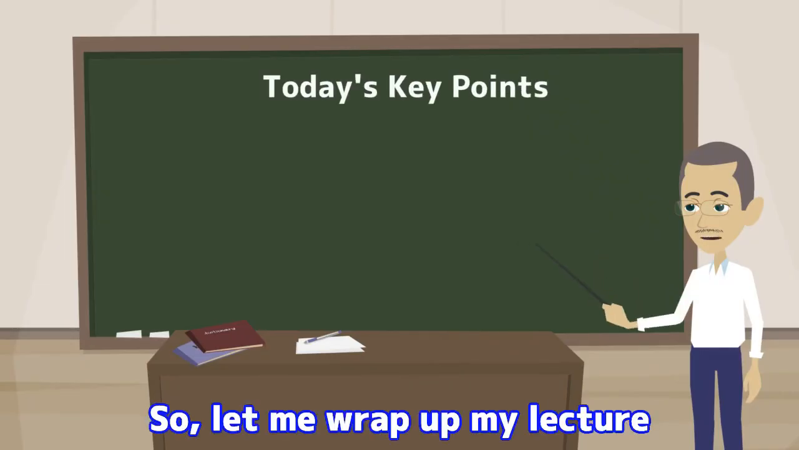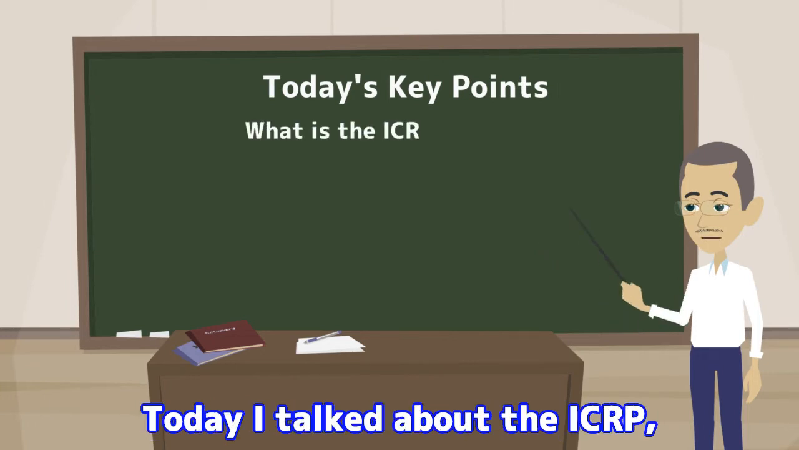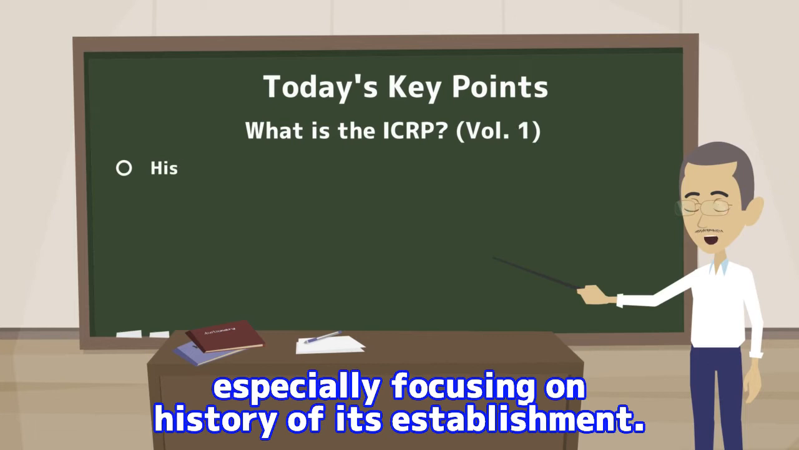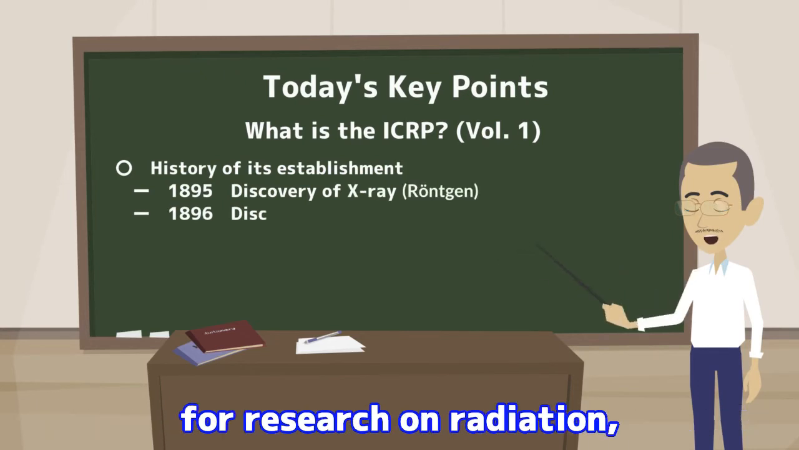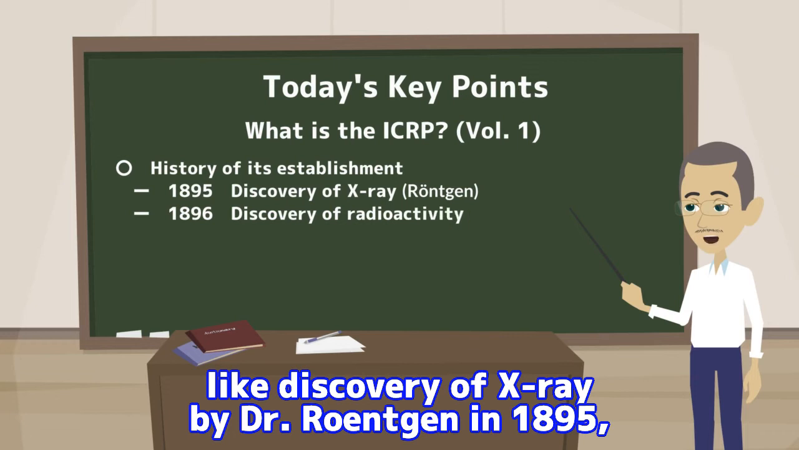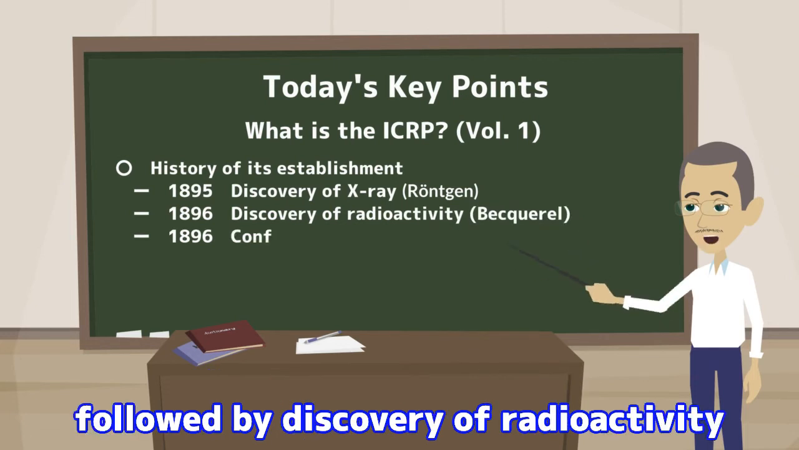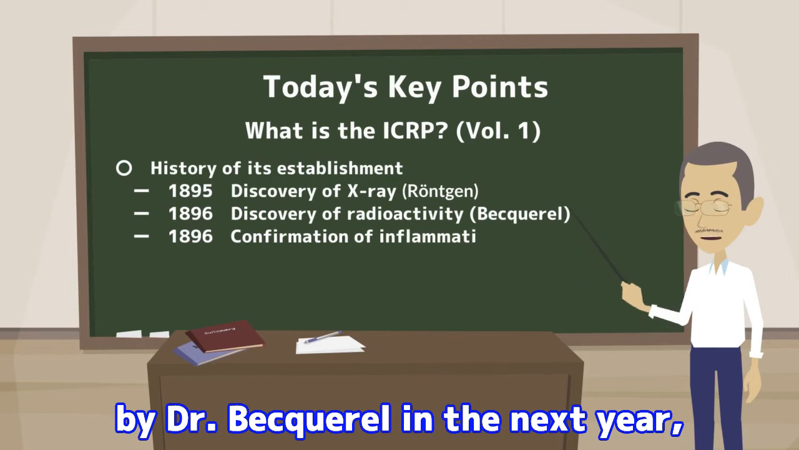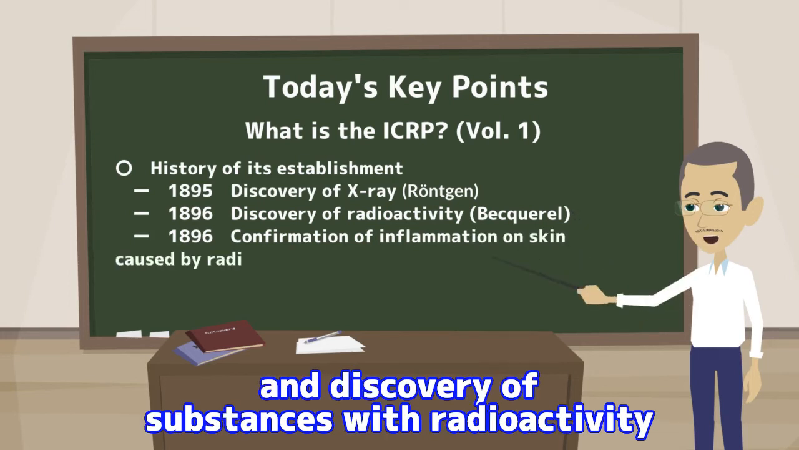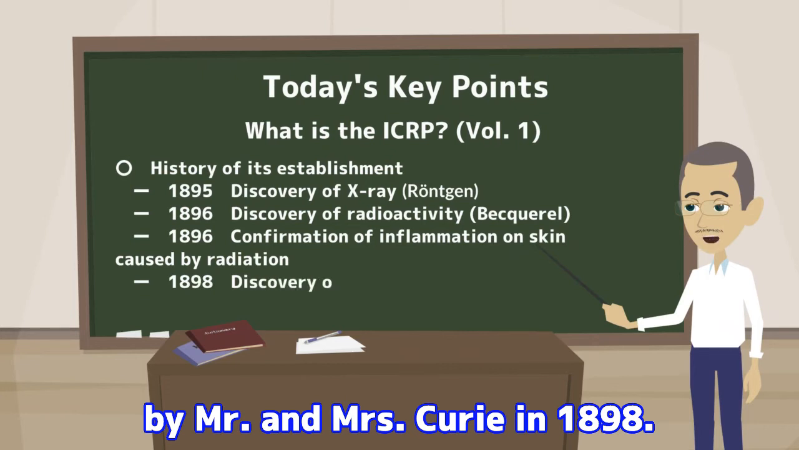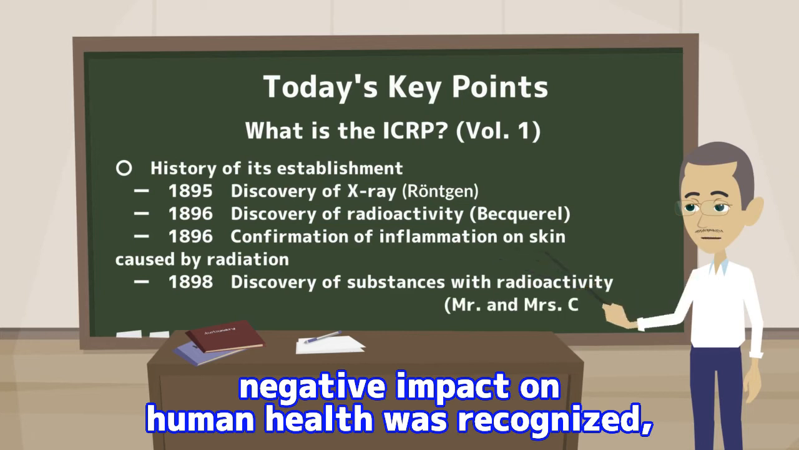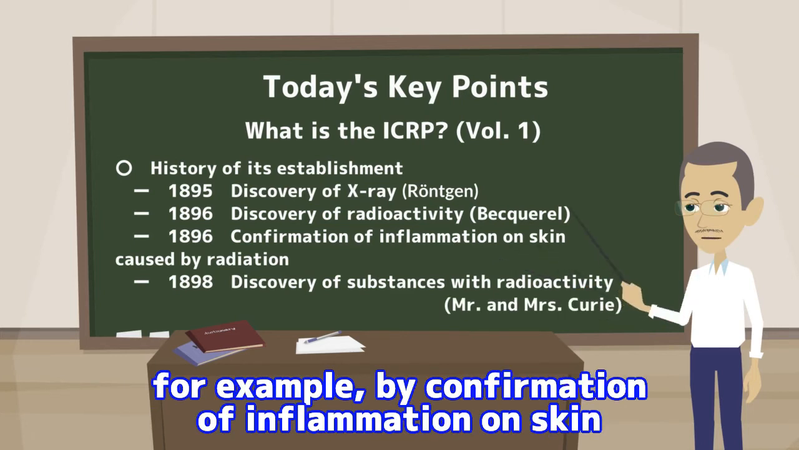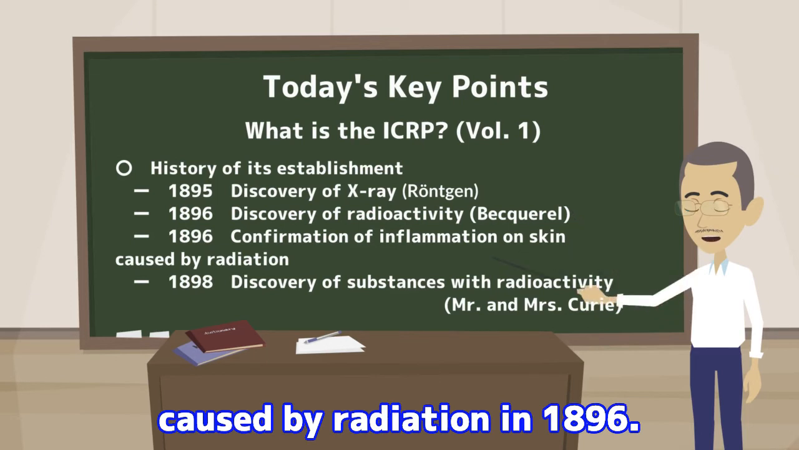So, let me wrap up my lecture by providing you the key points. Today I talked about the ICRP, especially focusing on the history of its establishment. In the late 19th century, there were consecutive great achievements in research on radiation, like discovery of X-ray by Dr. Röntgen in 1895, followed by discovery of radioactivity by Dr. Becquerel in the next year, and discovery of substances with radioactivity by Mr. and Mrs. Curie in 1898. On the other hand, negative impact on human health was recognized, for example, by confirmation of inflammation on skin caused by radiation in 1896.